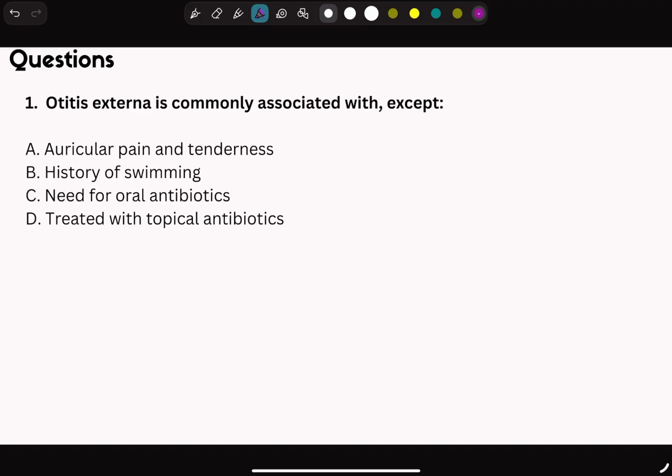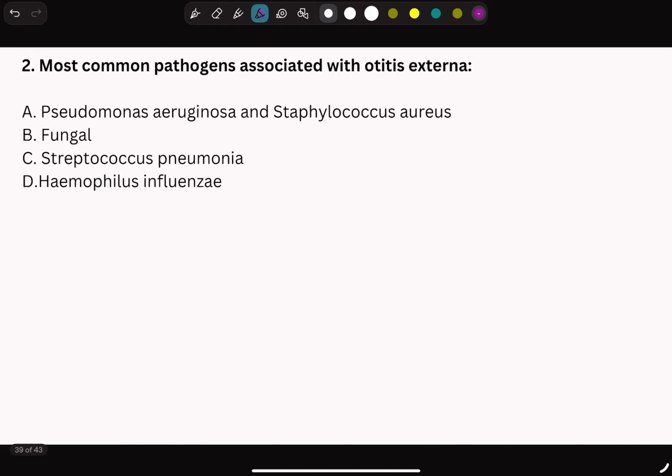The first one, otitis externa is commonly associated with except. Is it associated with auricular pain and tenderness, history of swimming, need for oral antibiotics, or need to be treated with topical antibiotics? So which one? I will let you guys do it. Okay, so I'll move on to the next question.